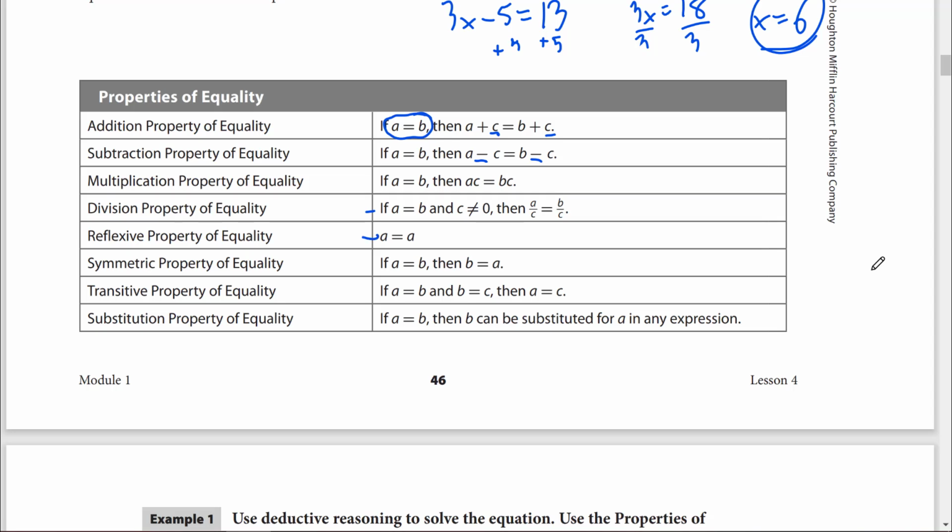Reflexive property of equality. This is that reflex answer. If I ask you, what does 2 equal? Most of you will say it equals 2, right? Something, some number, some value will always equal itself.